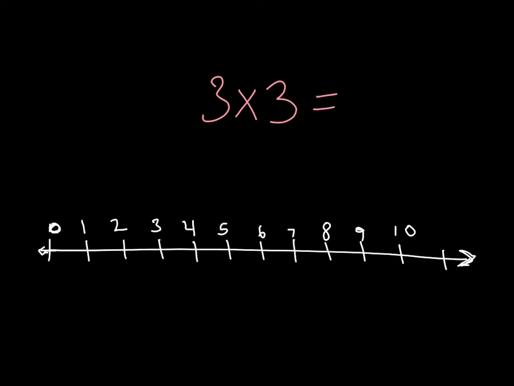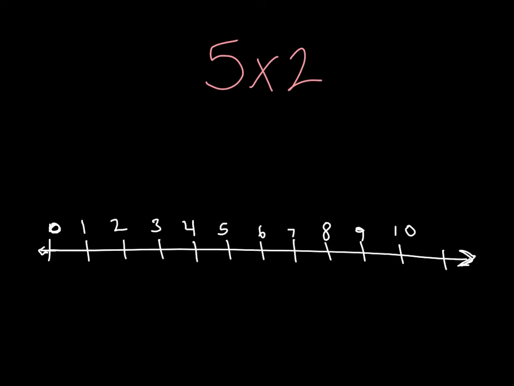Let's have a look at this one. Remember that it's 3 groups of 3. So that means I am starting at 0 and I am making 3 jumps. Each jump going 3 numbers down the number line. And I end up at 9. So 3 times 3 is 9.